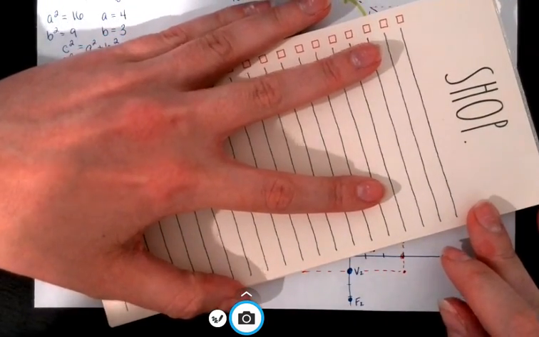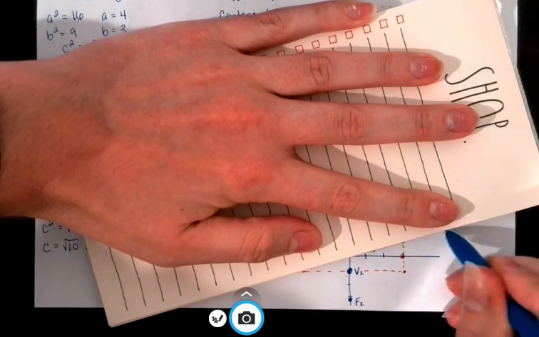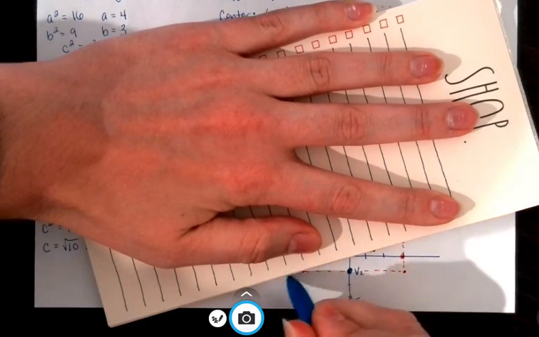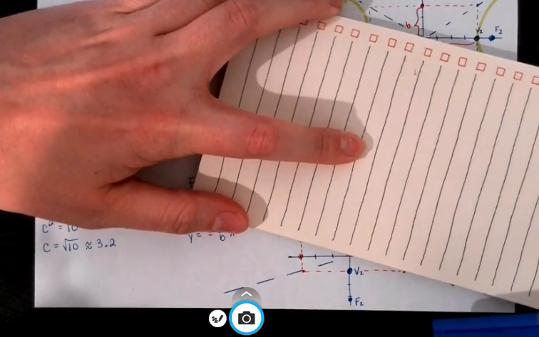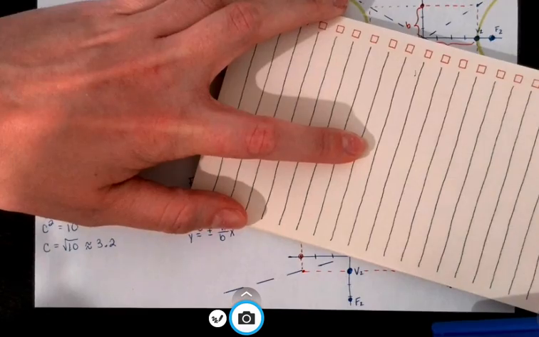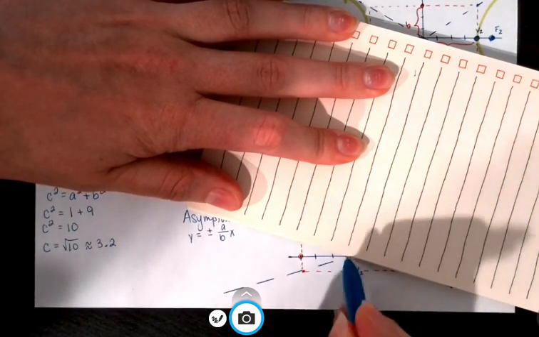So I have my dotted lines for my asymptote, and then another dotted line for my other one. Make sure it's going through the corners of my box there.